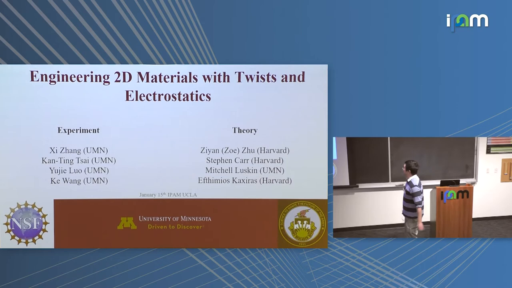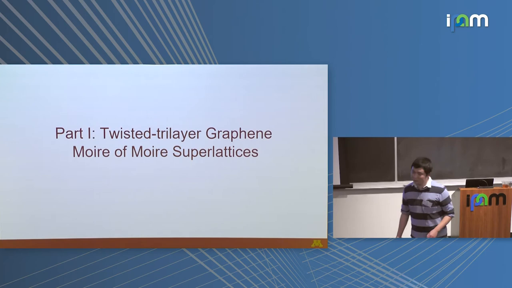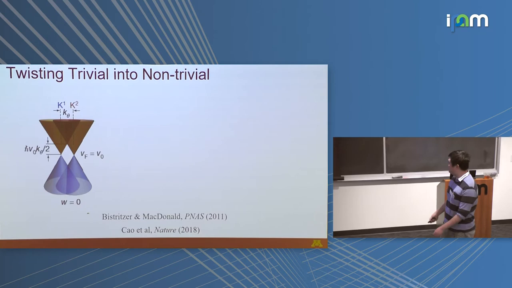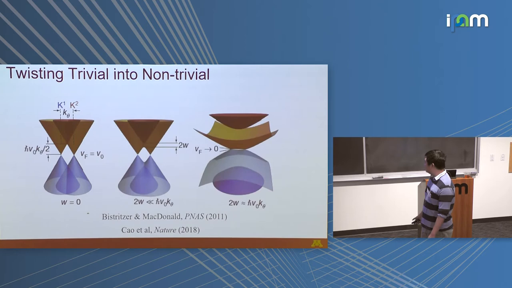So the first one is twisted trilayer graphene, moiré of moiré superlattices. If you have been paying attention to any of the talks today, you don't need me to introduce this again, so I'll just skip this. Basically, to quickly recap, magic happens in those systems, and superconductivity happens, and then Mott insulator states happen.